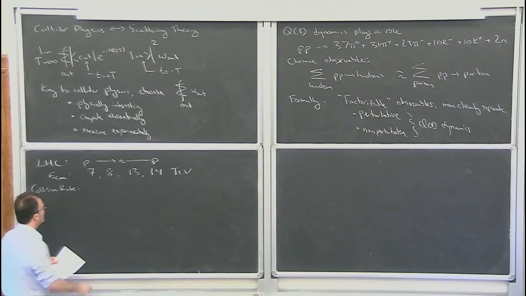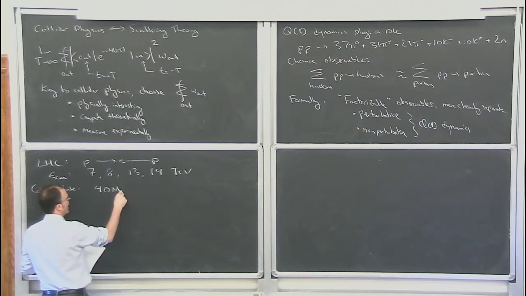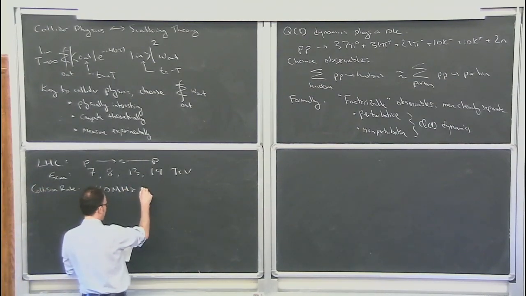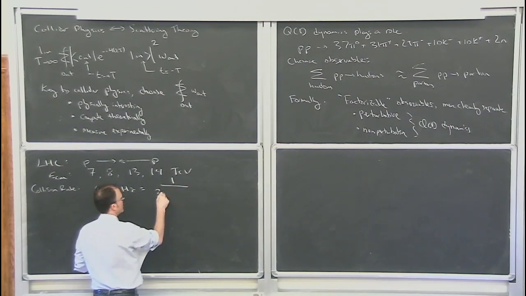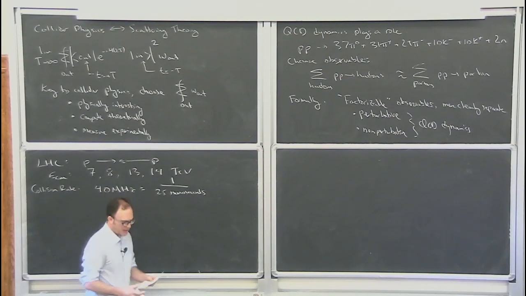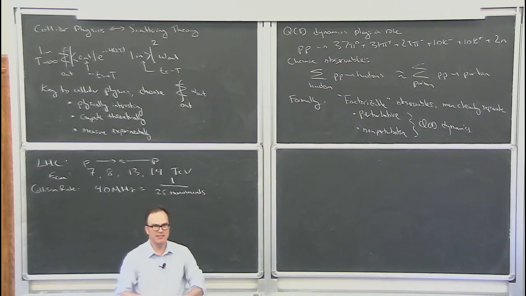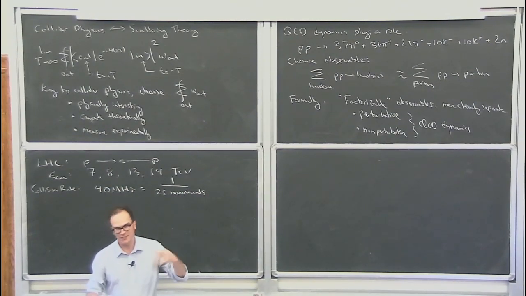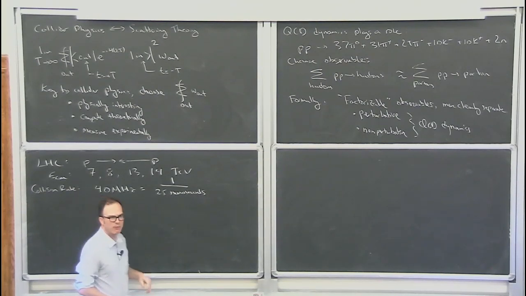What's the collision rate? So the collision rate, these protons slam together every 25 nanoseconds. So every 25 nanoseconds, you get a proton-proton collision. Something will happen. Another 25 nanoseconds, something else will happen. That corresponds to a collision rate of 40 megahertz.